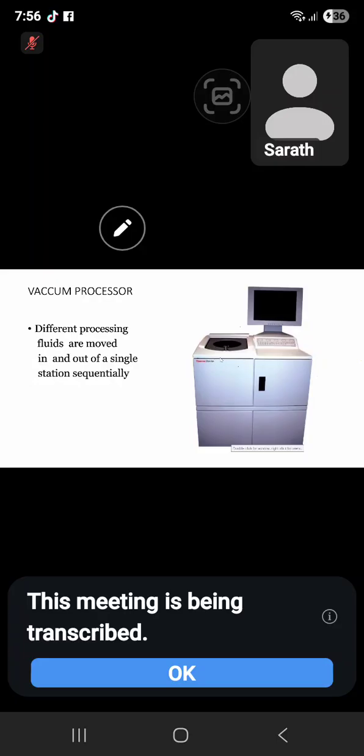So the entire thing is closed. So there is very little chance of risk for you. Why? It is totally sealed. But the problem is that it is much more costly.